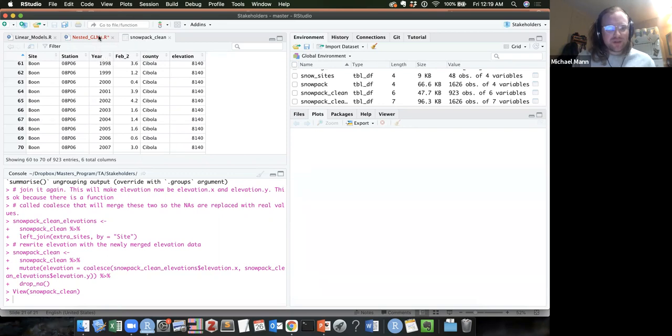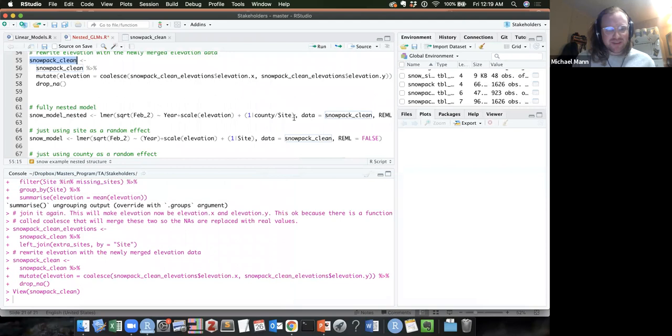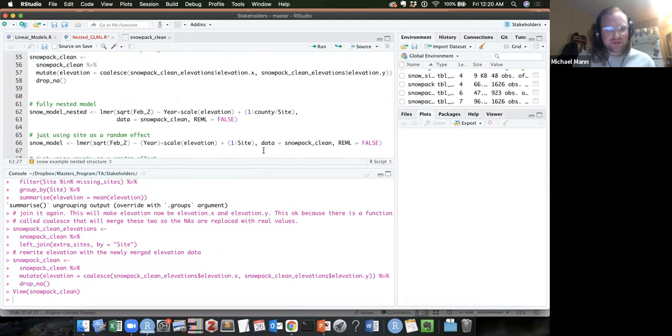So we have just kind of a data set we need. So now let's build a model for it. I'll just do this to make it a little easier to read. So let's say here's our snow model nested. And so I'm just going to keep the transformations we had before just for this first one.